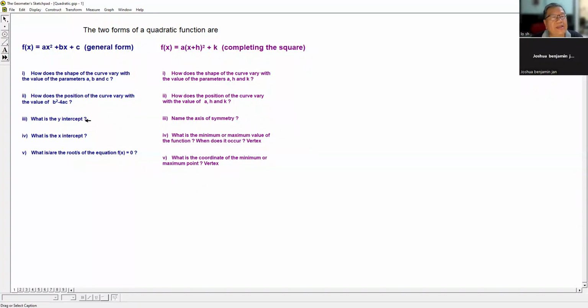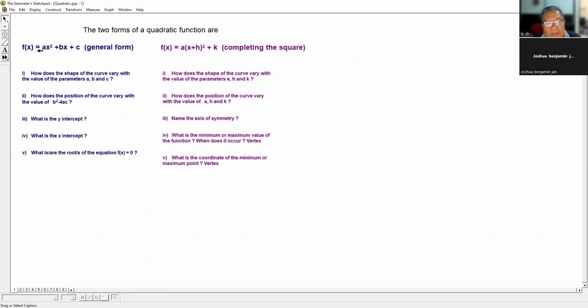How about the y-intercept? Y-intercept is controlled by this number c. I will show you graphically later on how it is controlled by this number c. What is the x-intercept? Now, the x-intercept is actually the roots of the quadratic equation when f(x) equals 0.